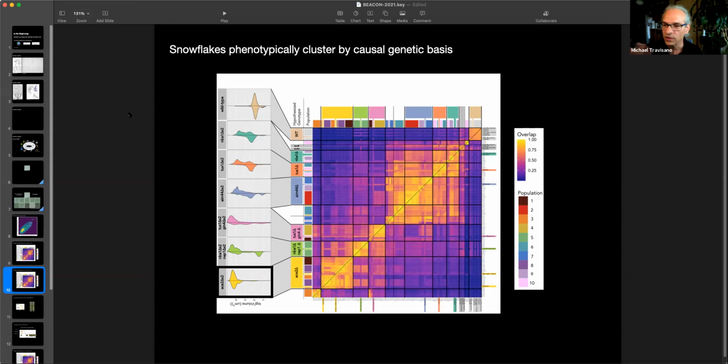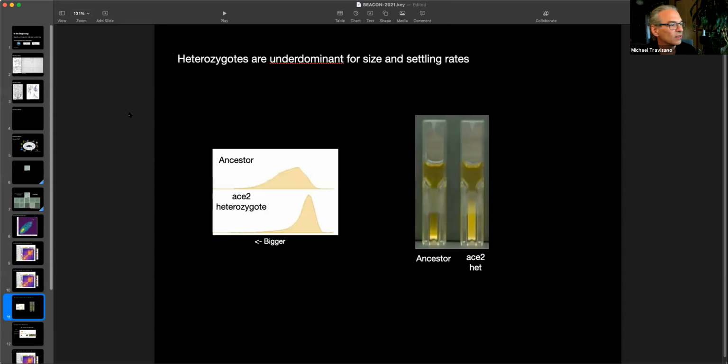ACE2 was known before we even did this experiment to give you something like a snowflake yeast. And if we go to the very first steps, when you get this ACE2 mutation, what happens? Well, it turns out if you have a heterozygote that has the ACE2 wild type allele and the derived allele, it's actually smaller than its ancestor. So it's not bigger. The first step is actually you get small. And that smallness makes you settle slower than the wild type. So it moves you phenotypically in the wrong direction, which we didn't expect.